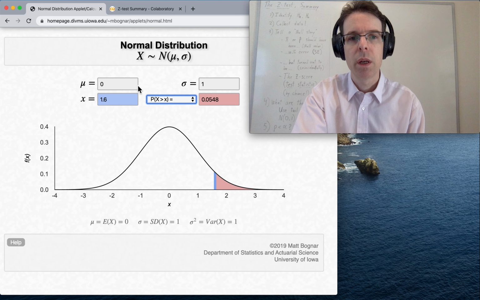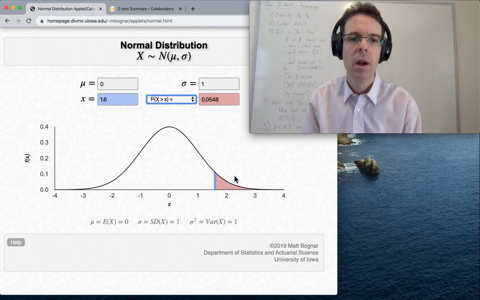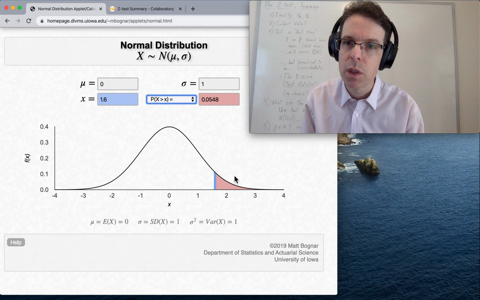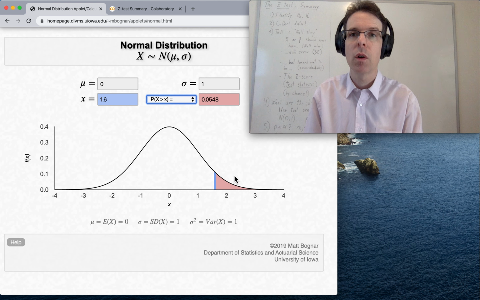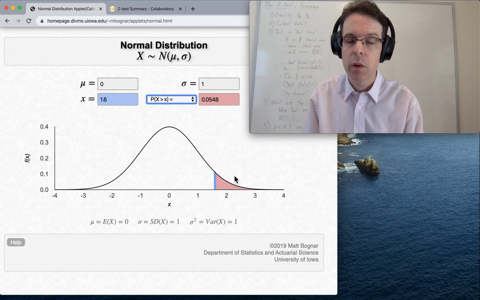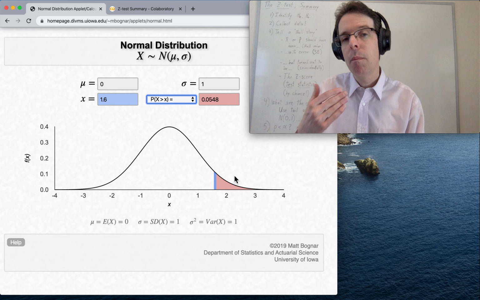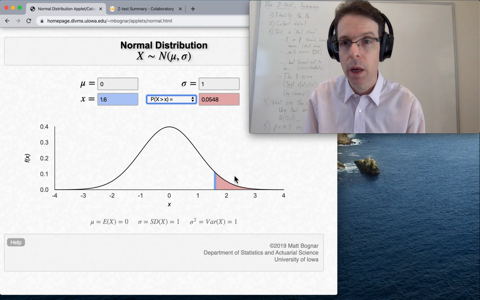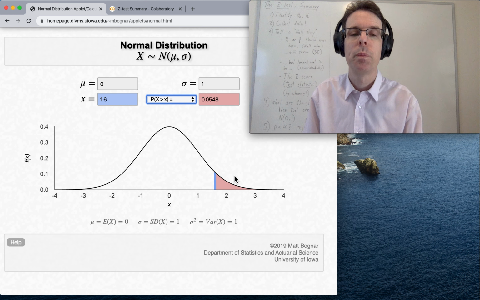This is a pretty nice graphical interface. It actually shows you a picture of the area. So why is this the key area? If our test statistic really was 1.6, that is, if our z-score that we calculated turned out to be 1.6, then that means that our data managed to fall 1.6 standard errors away from our null expectation of where it should fall.